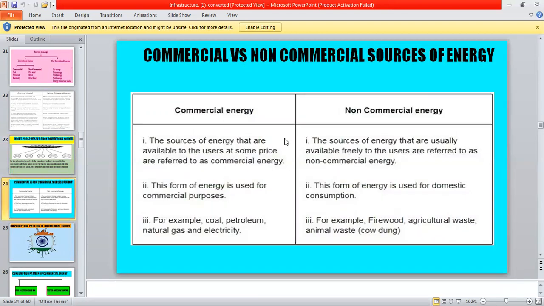The commercial energy is the energy that is available to the users at some price. Non-commercial are generally free of cost. The commercial energy is used for commercial purposes like coal, petroleum, natural gas, and the non-commercial energy is like firewood, agricultural waste, etc.